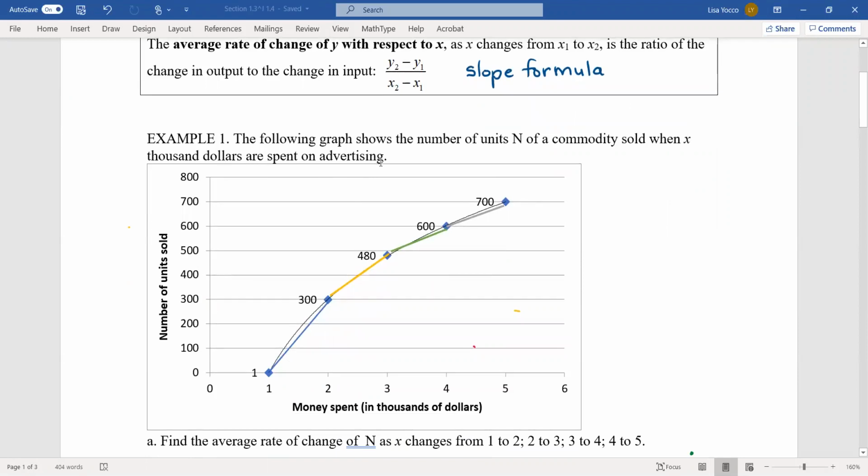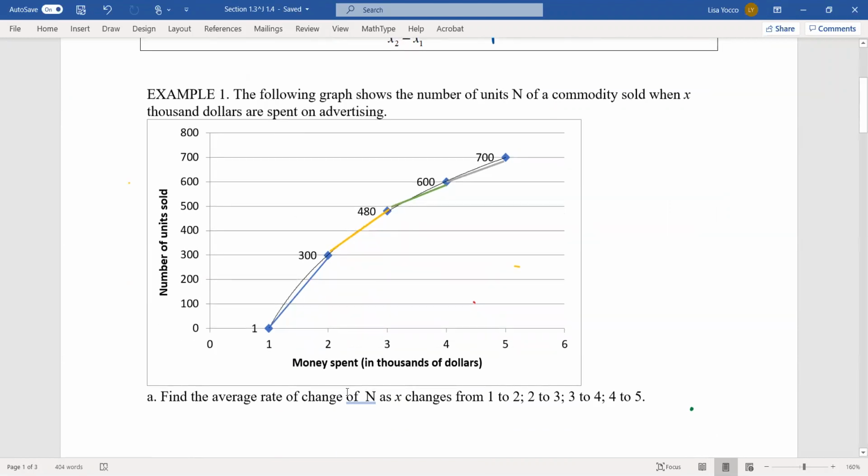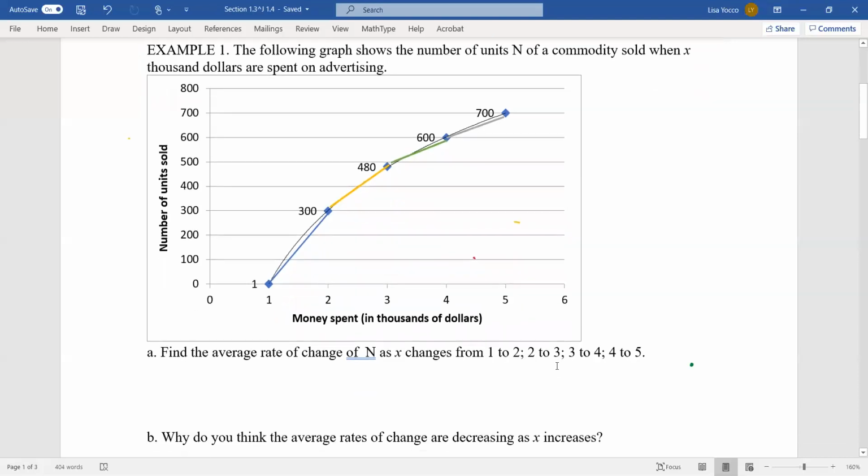So we have an example of a graph that shows the number of units of some commodity sold when X thousand dollars are spent on advertising. It says find the average rate of change of N as X changes from 1 to 2, from 2 to 3, 3 to 4. We may not do all of those, but just get an idea.